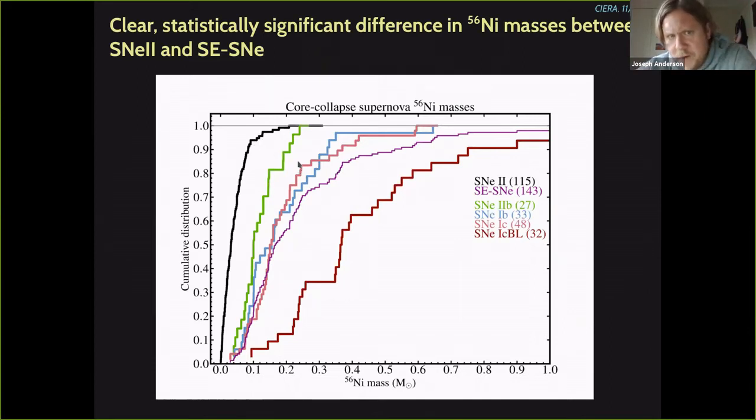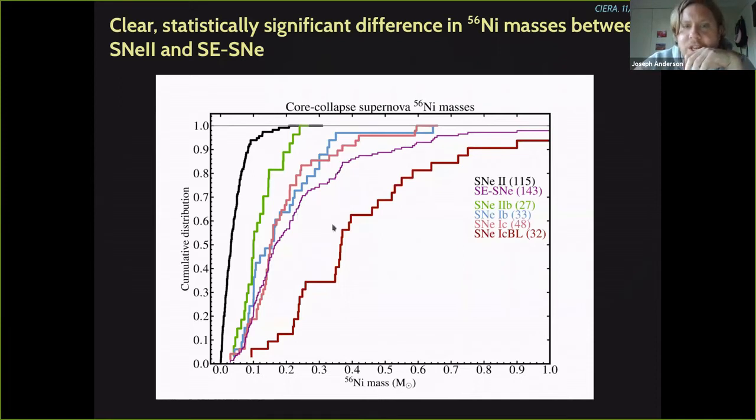And then the various stripped envelope cases, one being broad-lined here. But for the purpose of this talk, I combine these into this purplish color here, the stripped envelope supernovae. And you can see, as I showed at the start and have been discussing, a clear difference. The stripped envelope supernovae are biased towards producing, at least in the observed distributions using Arnett's rule, much more nickel than the type 2s.